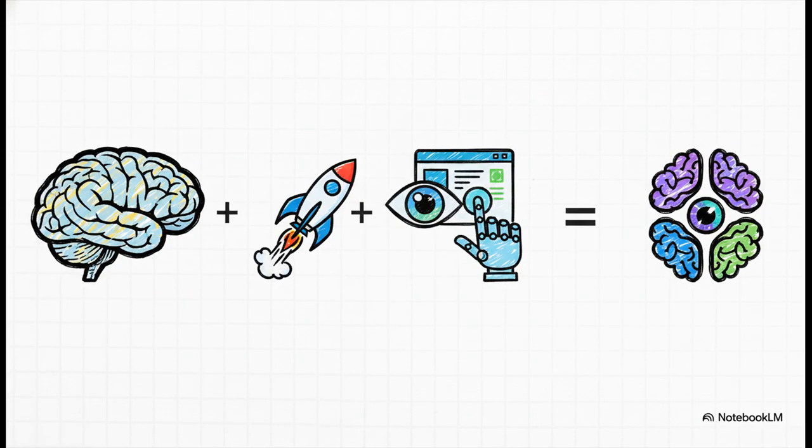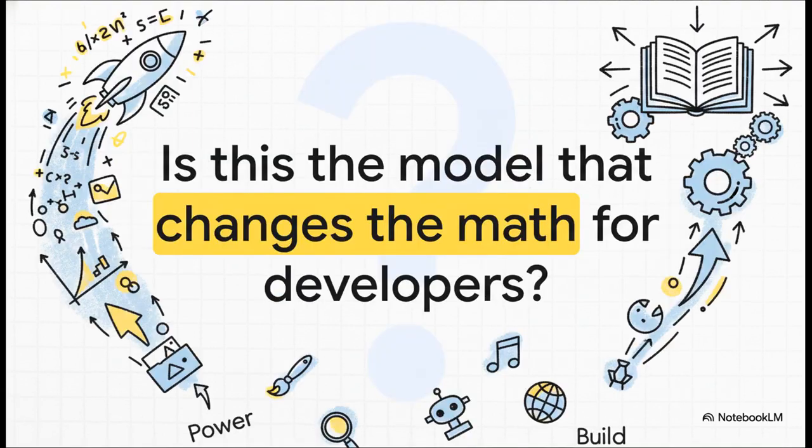So when you boil it all down, the equation for Qwen 3.5 is pretty simple. You're getting the intelligence of a massive frontier model, plus the speed and efficiency of a small one. And then you're adding this groundbreaking ability to see and act as a visual agent. This unique combination of power, efficiency, and real openness, it really has the potential to change the math for developers everywhere. It breaks down those barriers we talked about at the start. So the only question left is, what are you going to build with it?